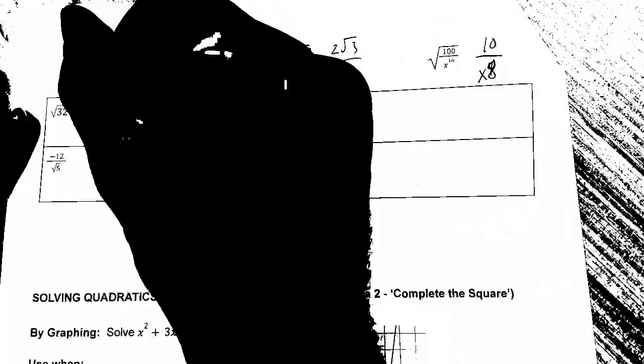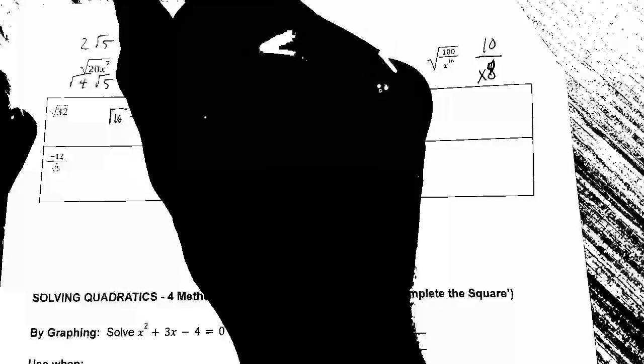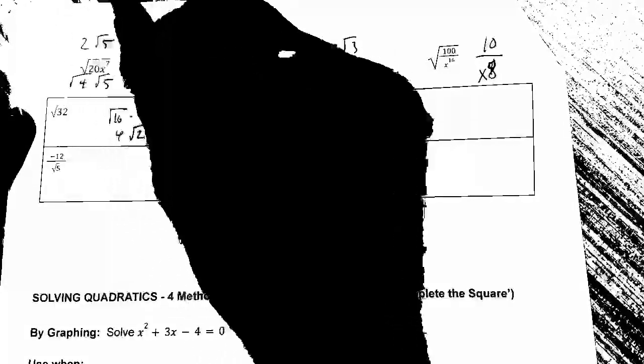Let's do these quickly. Root 32. 16 and 2. Am I right? Yep. Wait, whoa. Hey guys, we're going. No. The train is leaving. 16 and 2 again. Okay. Yeah.